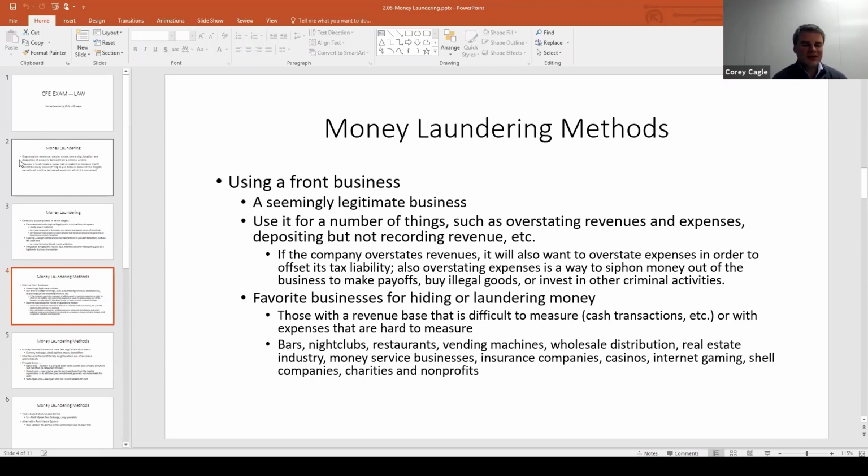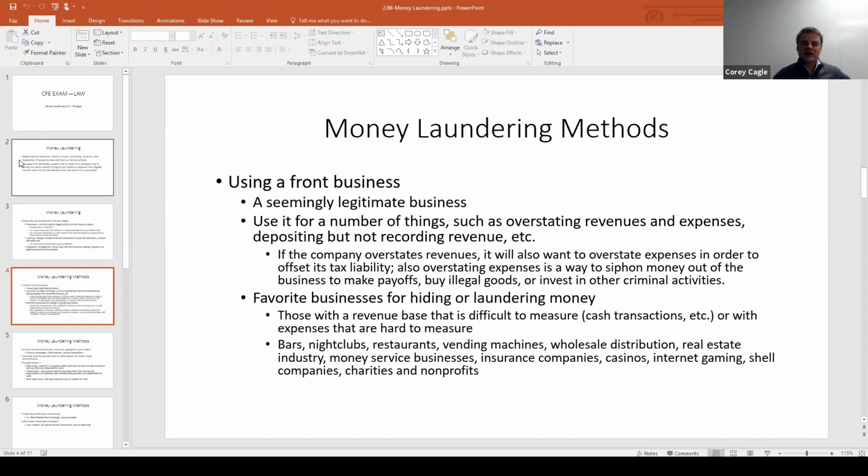But it gets really complex. They may be doing other things in here. They may be overstating expenses. They may be depositing money but not recording revenue, whatever. If the company overstates revenues, you'll want to overstate expenses to offset a tax liability, of course. So, it gets really complex. But overstating expenses is a way to spend money too, right? Spend money, call it some kind of random expense, but it's really going back out to wherever. Buying illegal goods or investing somewhere else, something like that.